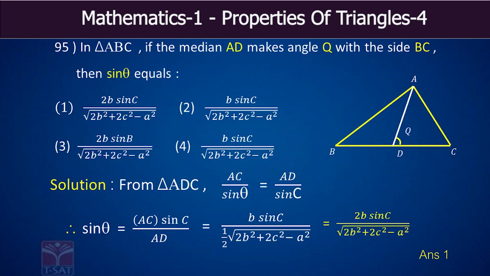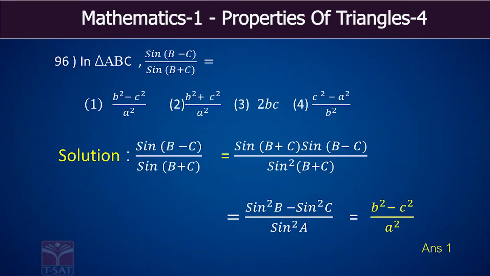Here what we have used is the length of the median. The length of the median AD, when D is the midpoint of BC, is half of the square root of 2b square plus 2c square minus a square. Similarly, the others are half of the square root of 2c square plus 2a square minus b square, and the third one is the same.